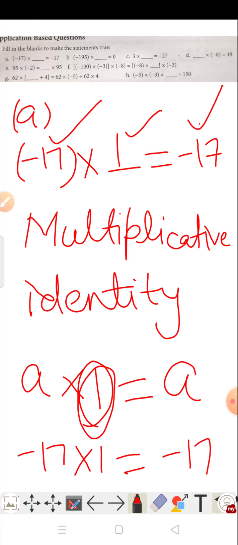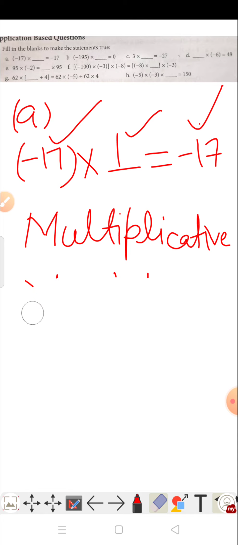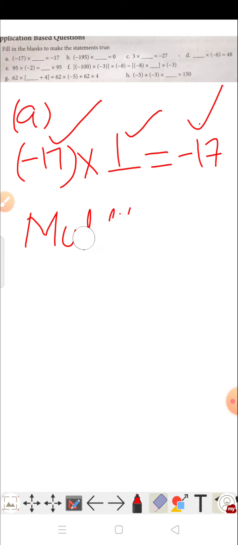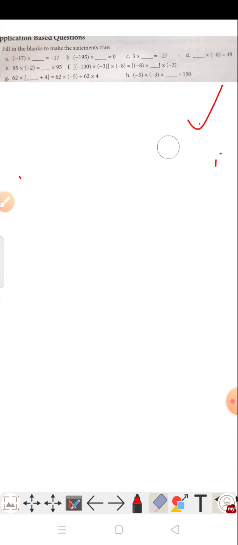Clear? So this is the answer of A part. Now we will move on to the B part. So what is the B part? In your B part, you again have to find some number which we have to fill in the blank. In the B part, it is given that minus 195 multiplied by which number so that the resultant will become 0. So look at here.